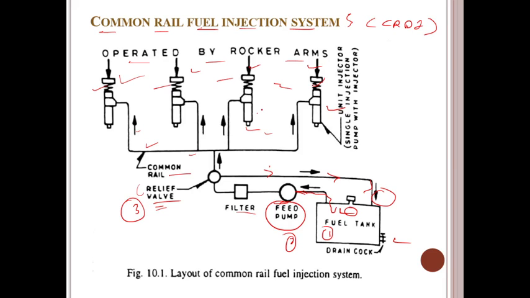The wedge plays the main role in the system to control the amount of fuel to be injected into the cylinder according to the power required for the engine. The wedge is operated by the governor. It can be operated manually as per the requirements.